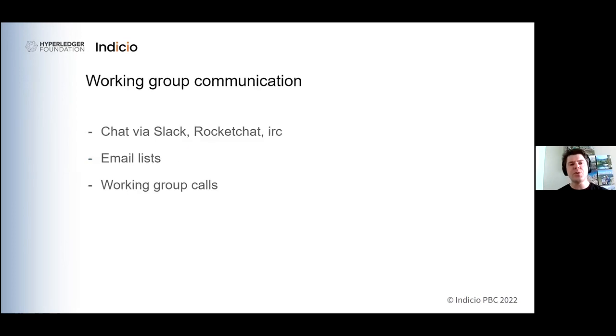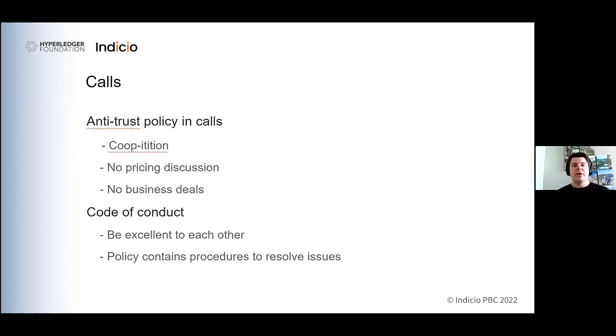So when you engage with the community, often a bunch of the work is done in working groups. Working groups communicate typically via some sort of chat, like Slack or Rocket Chat. There's almost always an email list, and there are regular working group calls that you can join or listen to the recordings for. This is very true of Hyperledger and also true of most other organizations.